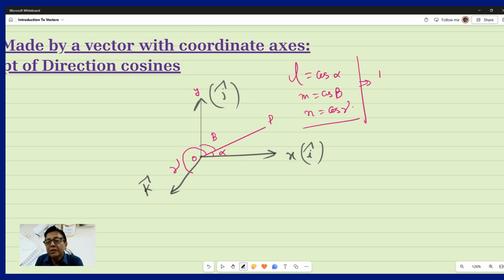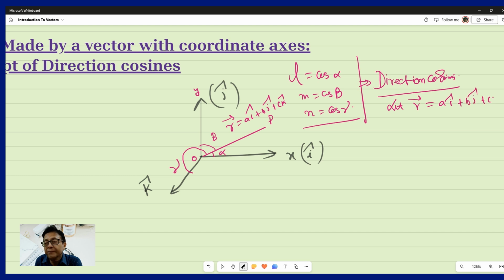These are called what? Direction cosines. The name is clear because cosines are involved, that's why direction cosines. So this vector you assume is equal to Ai, Bj, Ck. Let R equal to Ai plus Bj plus Ck.